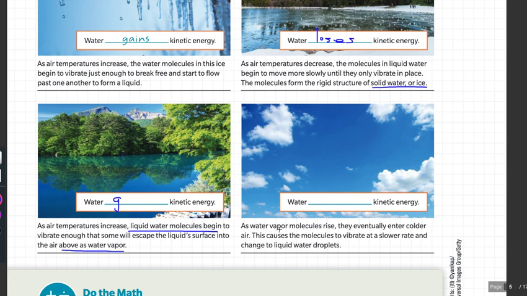And as water vapor molecules rise, they enter colder air. They vibrate at a slower rate. Okay, so they're losing energy because they're vibrating slower. They're losing kinetic energy.